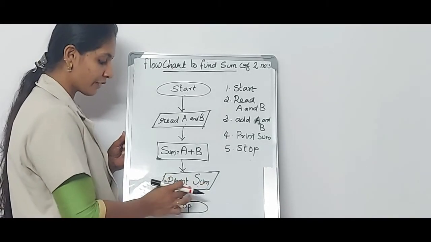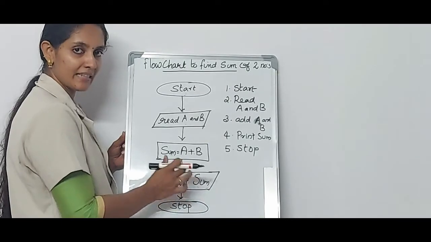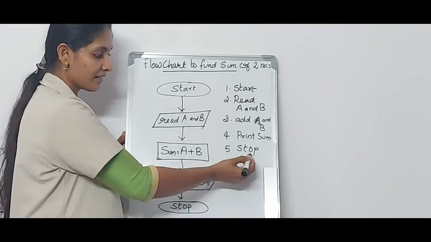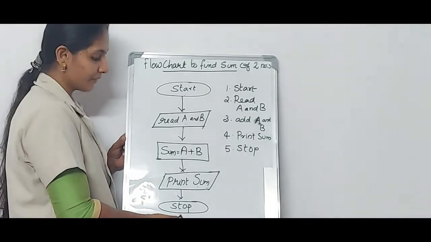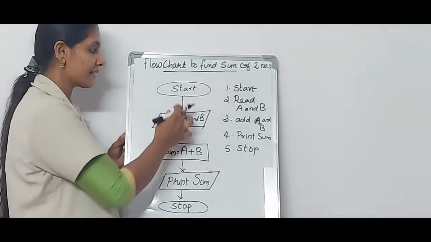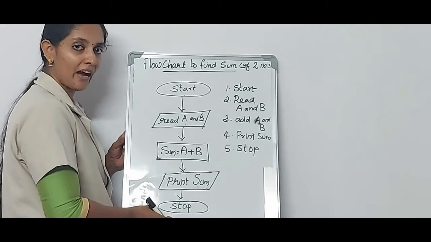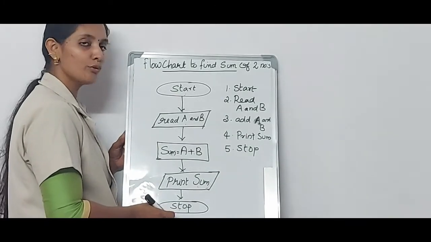Okay, so you have to write print sum inside a parallelogram. Then the last step, stop. Stop is represented using an oval shape. So this is the flow chart to find the sum of two numbers.